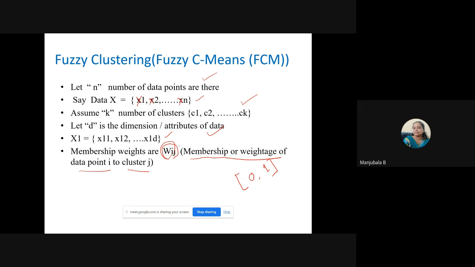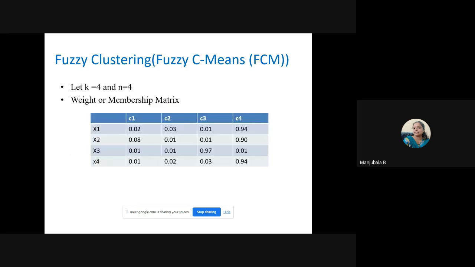So how to define these membership weights, and how to update these membership weights, these are the two mathematical equations we have to use for doing this fuzzy clustering. Let us solve this problem through a small example. Suppose we have 4 data points, N equals 4, and we want to cluster these data points into 4 clusters. How does the weight matrix or membership matrix look like?